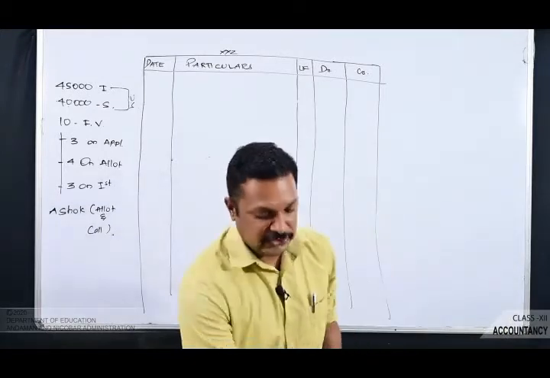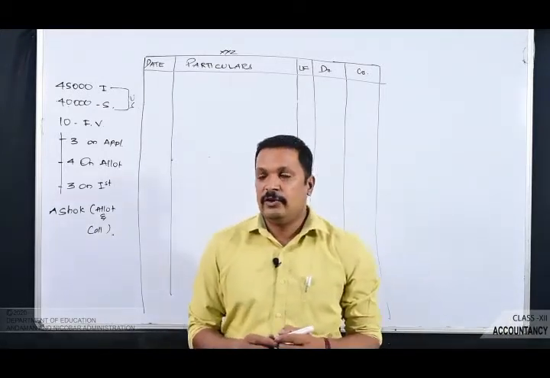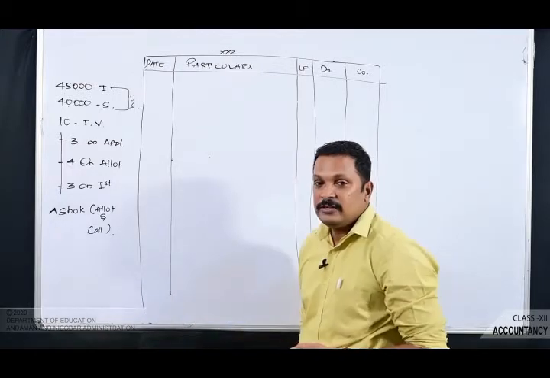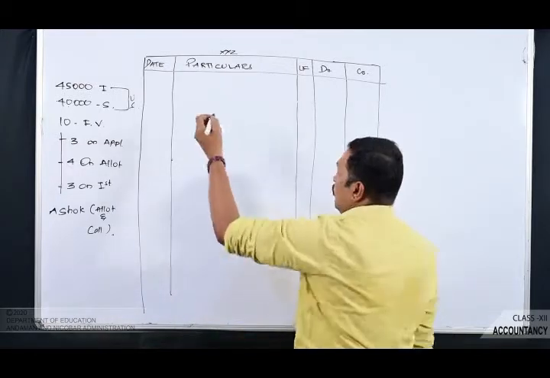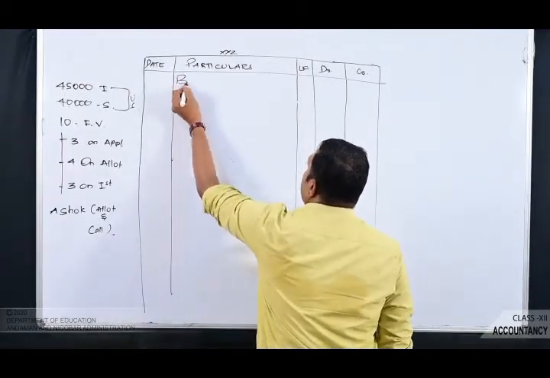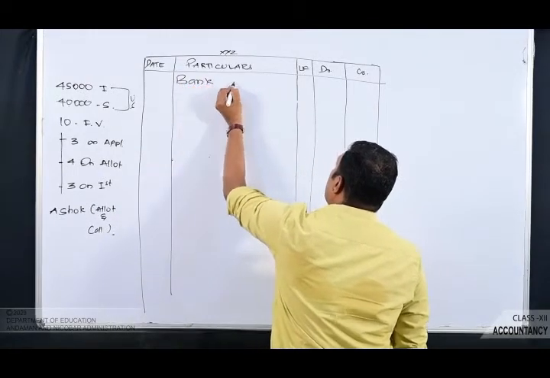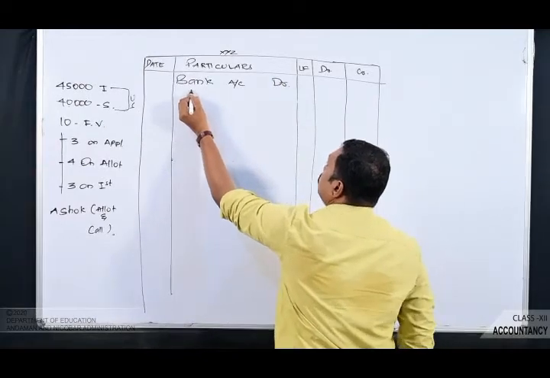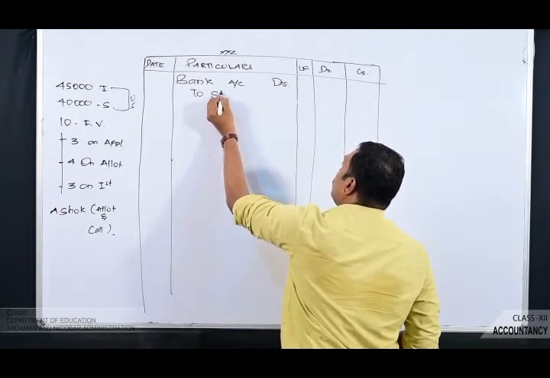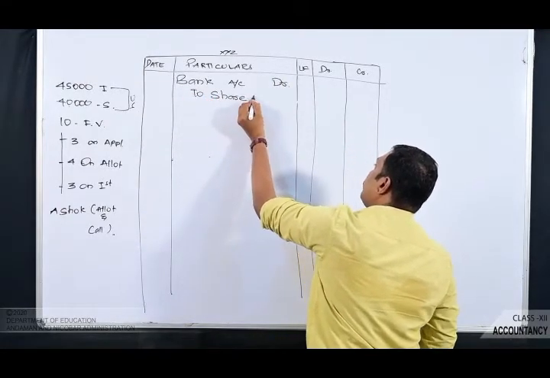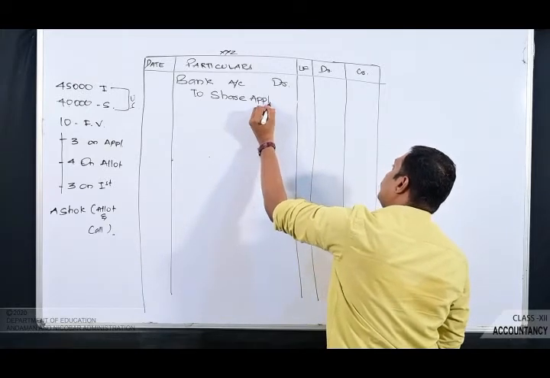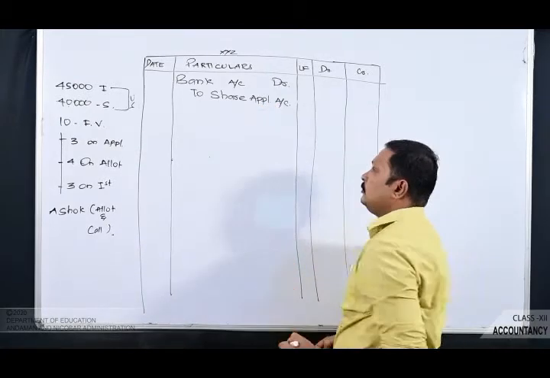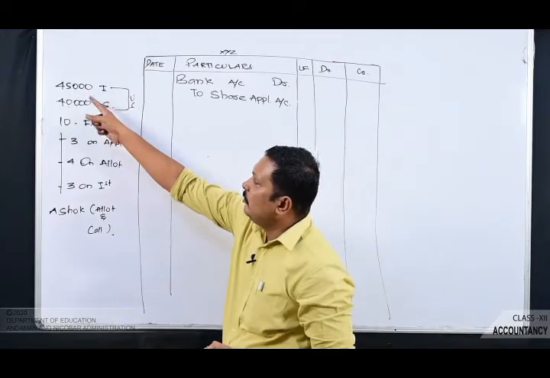First entry. What is the first entry? The entry will not change. The first entry is bank account debit to share application account. The amount will be, you have to multiply, not with issue.